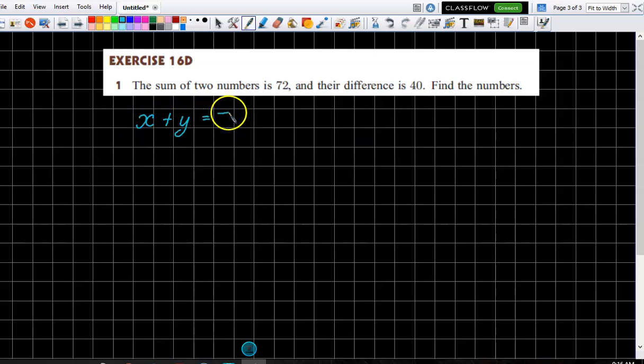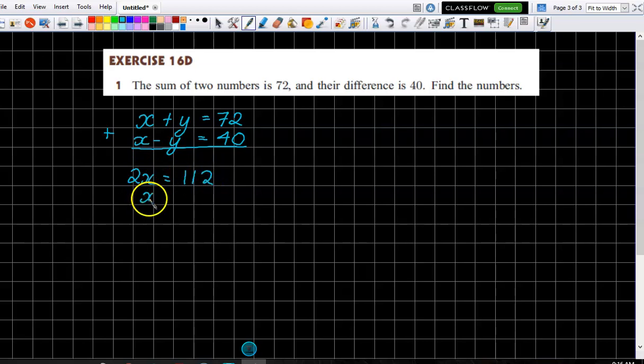So we say x plus y is 72. Their difference is 40. x take y equals 40, right? Personally, I would add these together because I can see the y's will cancel out. If you didn't do that, that's okay. We should still end up with the same answer.